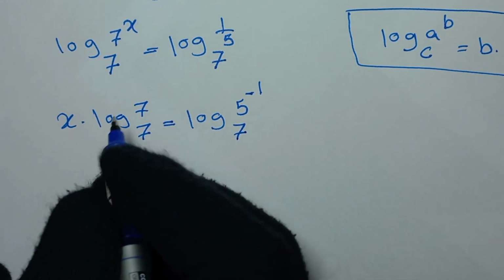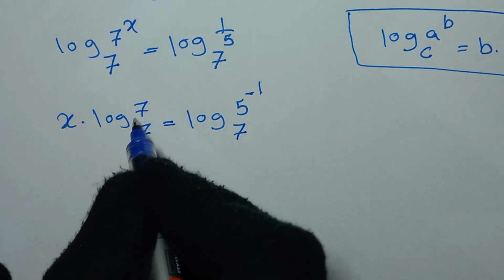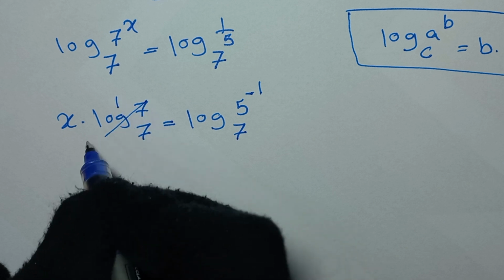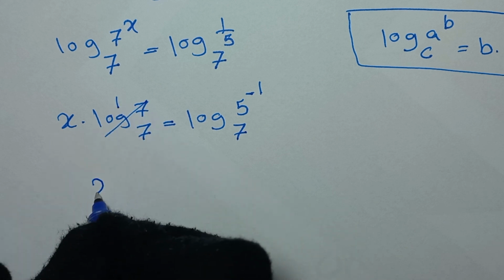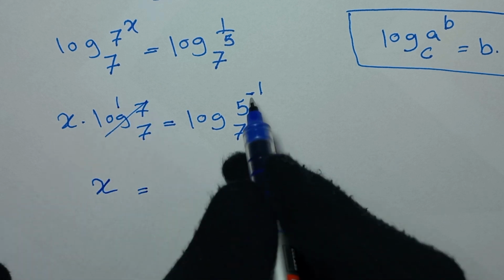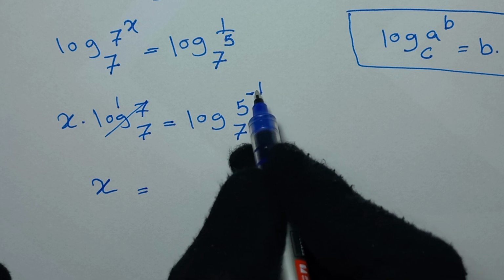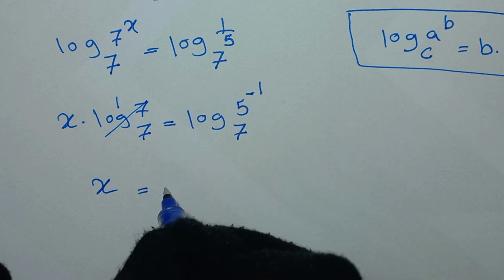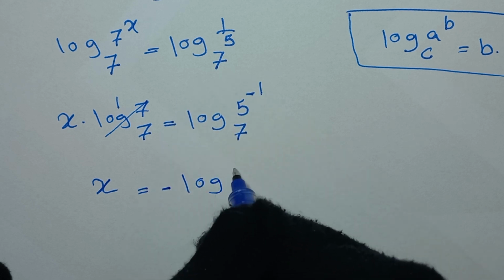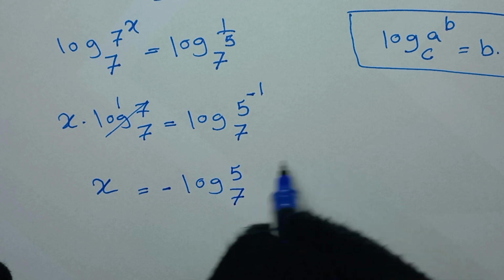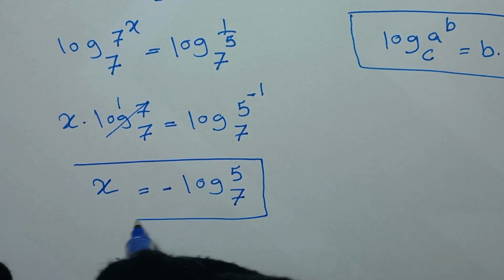And log of 7 to base 7 is 1, so 1 times x is equal to, and here we can take this power of negative 1 outside of this log, and it will be negative log of 5 to base 7. And this is our final answer.